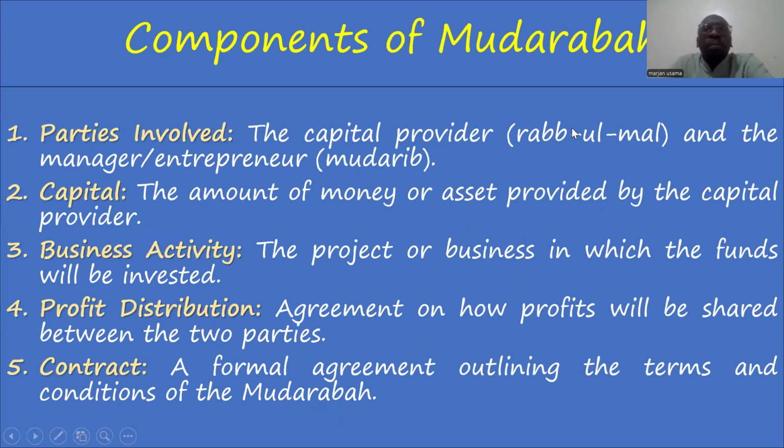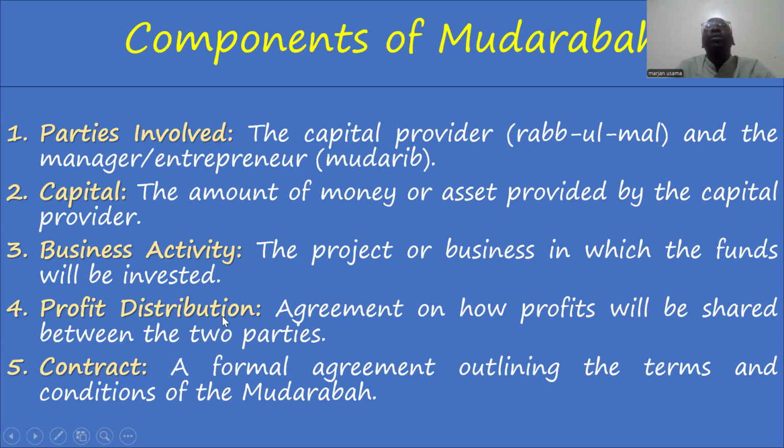Now, what are the components of Mukawinat al-Mudarabah? The first one, parties involved. There are two. You have Rabbul Mal and you have the Mudarib. Capital, the amount of money or asset provided by the capital provider, the Rabbul Mal. Business activity, which is the project or business in which the fund will be invested. It has to be very clear from day one.